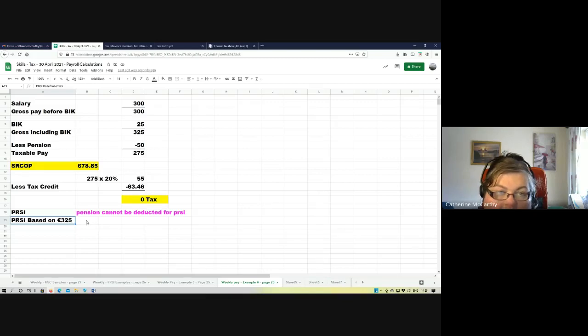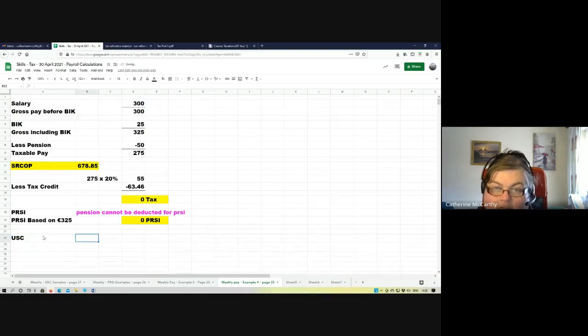So it's 325. So what will the PRSI they'll be paying? Nil, exactly. So if you earn less than €352, you are paying no PRSI. Okay, so the PRSI there is a 0. And then USC, again, just to put it in, pension cannot be deducted for USC.